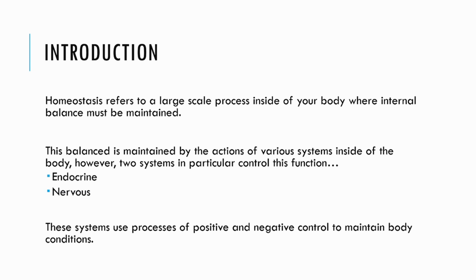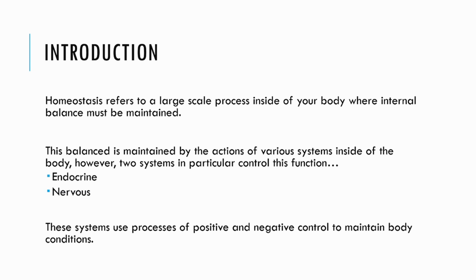All of these systems use processes of positive and negative control to maintain body conditions. Positive control is where we're going in a certain direction, and we're going to continue in that direction. And in some cases, this is really helpful. So for example, when a woman is in childbirth, she will release oxytocin to promote uterine contractions, and those contractions will also promote the release of oxytocin, which then feeds into itself, so that as we release more oxytocin, we have more contractions, and the more contractions we have, the more oxytocin. It's like a snowball effect.